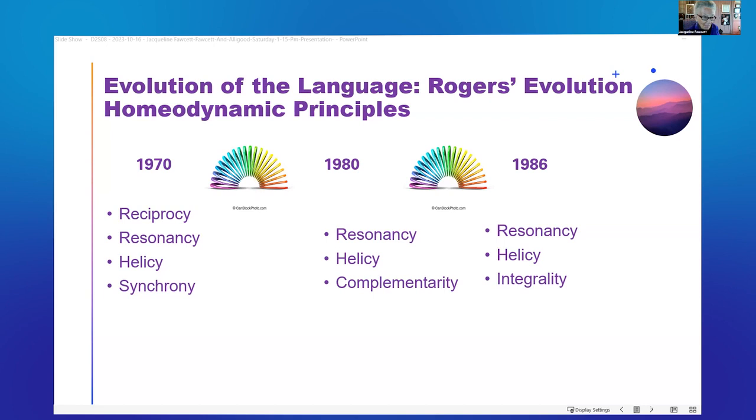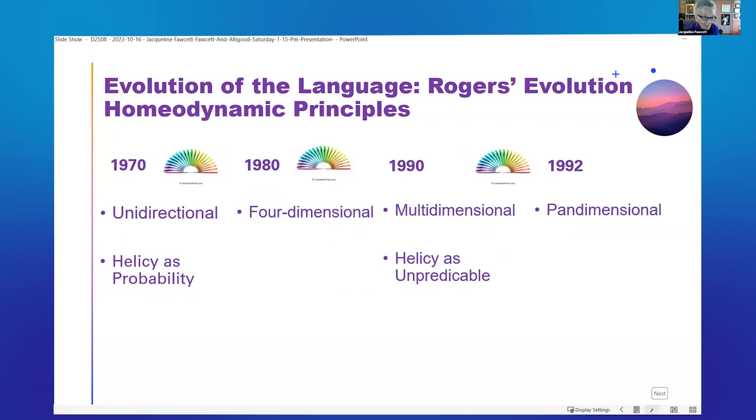Okay, next slide. So unidirectionality, in 1970, went to four-dimensional, in 1980 to multi-dimensional, in 1990, and by 1992, we had pan-dimensional. In 1970, we had helicy regarded as probability. By 1990, probability went to unpredictability. Next slide, please.